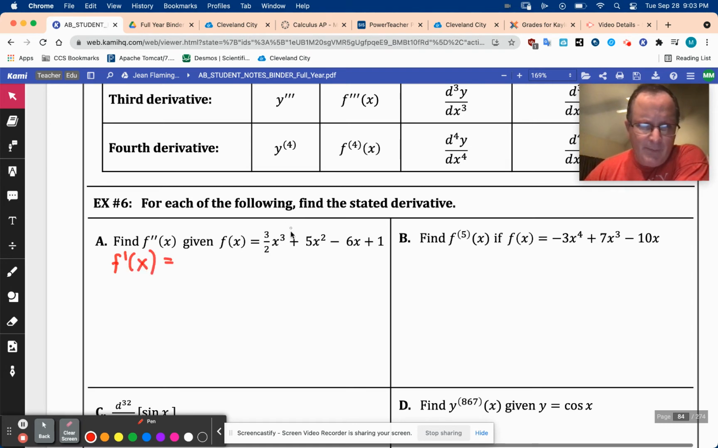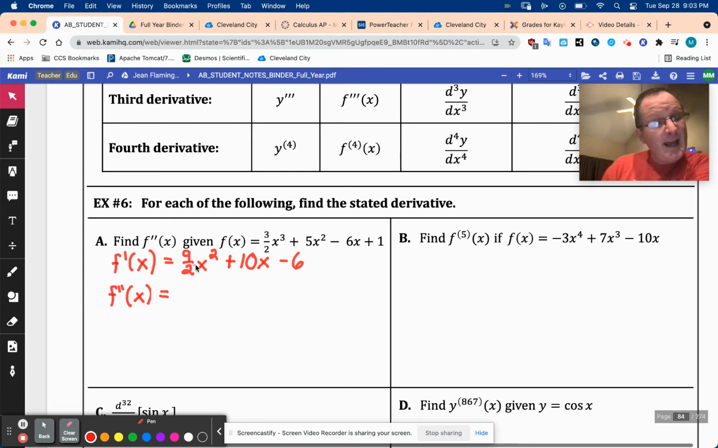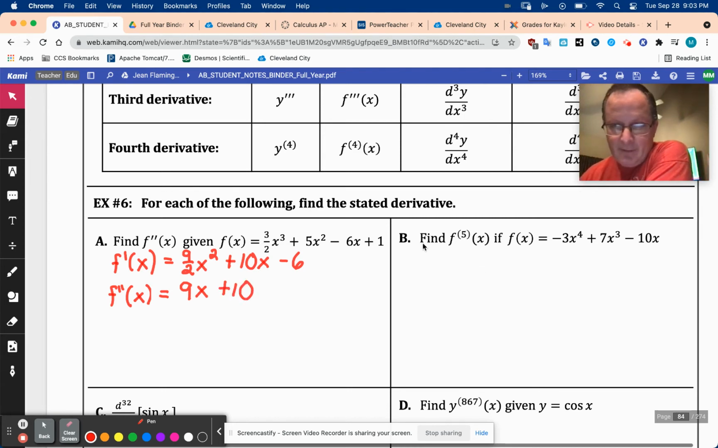All right. So f prime. The 3 is going to drop down. I'm going to have 9 halves x squared plus 10x minus 6. And that's, of course, 0. All right. And then the second derivative, which is the answer that they're looking for here, is going to be 9 halves times 2. Okay, that was cool. That's just 9x to the first power plus 10. Done.